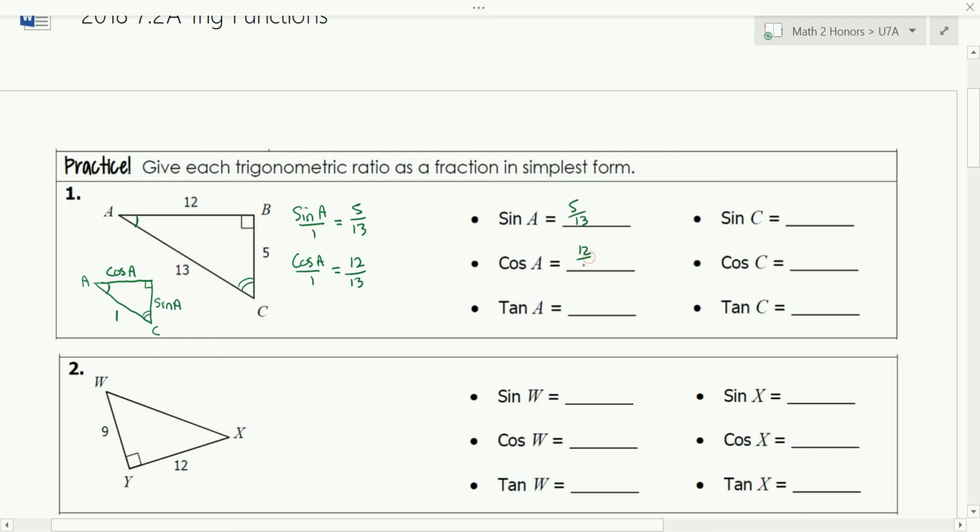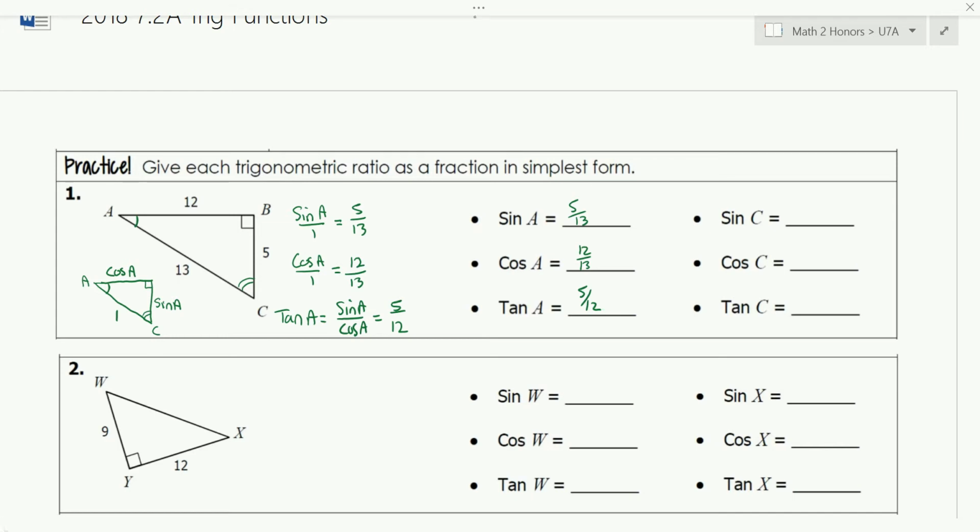What if I want tangent? Remember what tangent is? If I want tangent, I'm going to go sine over cosine, because that's tangent, is 5 over 12. So tangent of A is equal to sine A over cosine A, and that's proportional to the other triangle, which would be 5 to 12. And so that's all when we're referring to angle A.